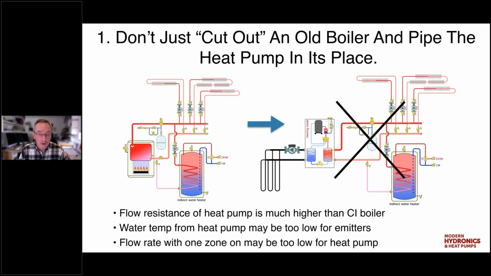Again, the flow resistance, moving fluid through a heat pump heat exchanger, the condenser of a heat pump in the heating mode, requires more pumping power compared to what's required with a cast iron boiler. And as I mentioned, water temperatures from the heat pump may be too low. And be especially careful with zone systems, heavily zoned systems, where the flow rate in the distribution system could go much lower than the required minimum flow rate in the heat pump.